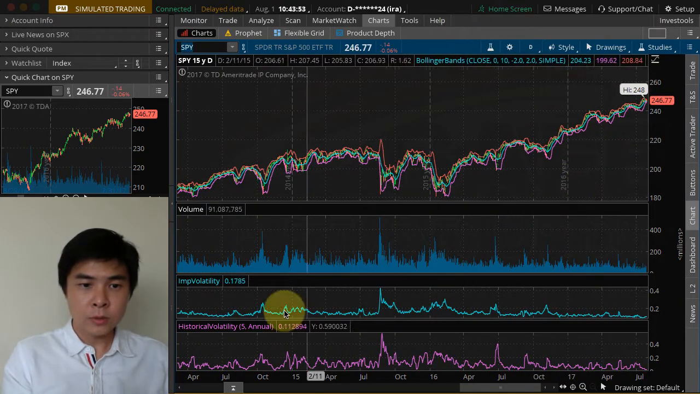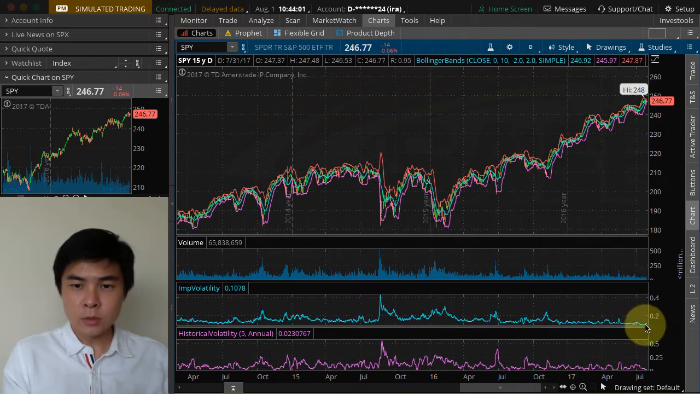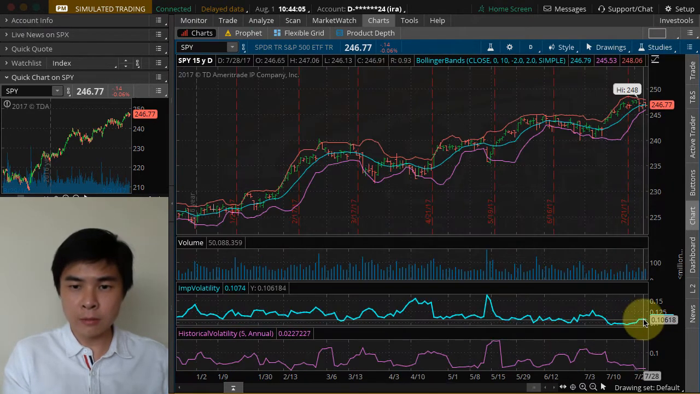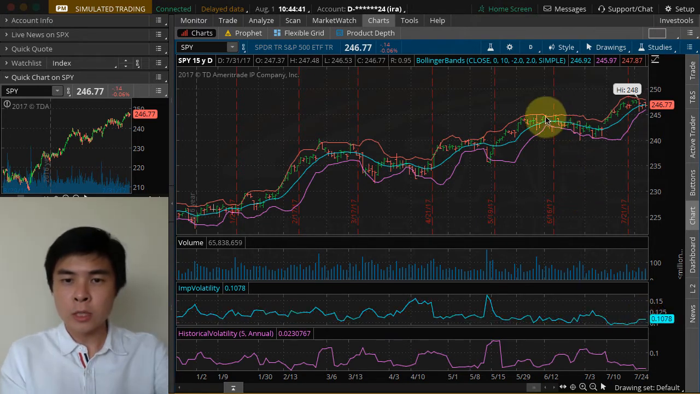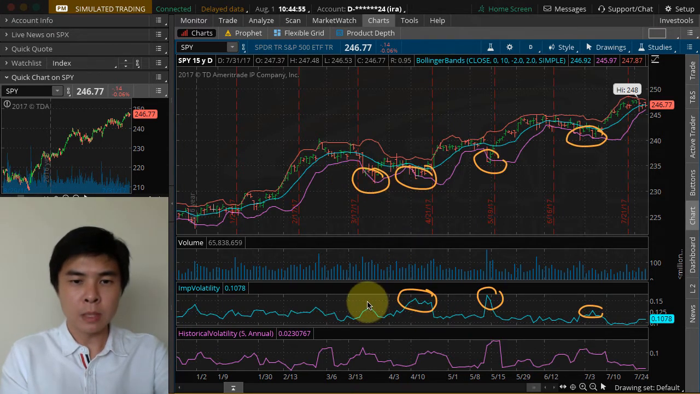Okay, so implied volatility is this. You can see that the implied volatility over this area is at a very low of 0.1. When there's a drop in the market, implied volatility goes up. Over here, market goes down, implied volatility goes up. Market goes down, implied volatility goes up.